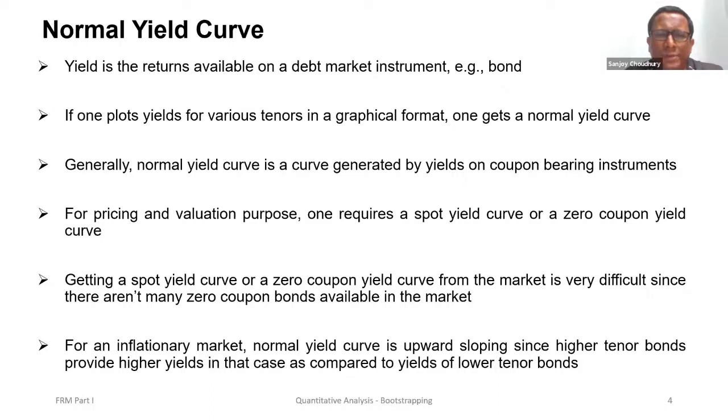which is used for pricing and valuation of instruments. We have seen that for an inflationary market, that means where there is positive inflation, the normal yield curve is upward sloping, since higher tenor bonds provide higher yields as compared to the yields of lower tenor bonds.